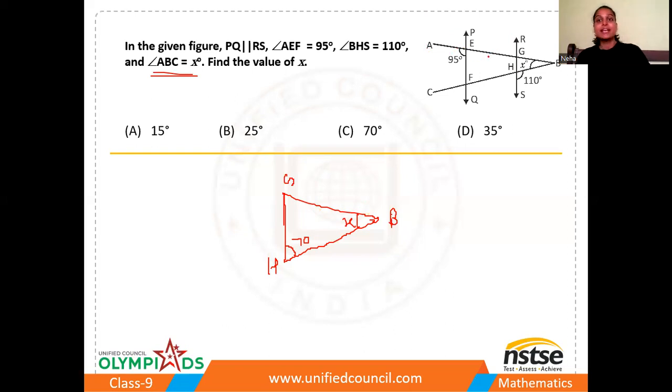So if this angle is 95, this angle is also 95. Right? So if this angle is 95, then what about this angle? This is 180 minus 95. Correct? That means this is 85 degrees.